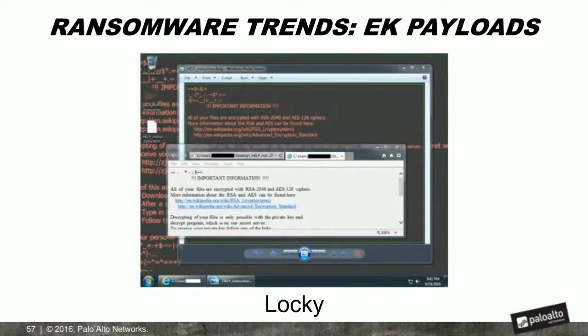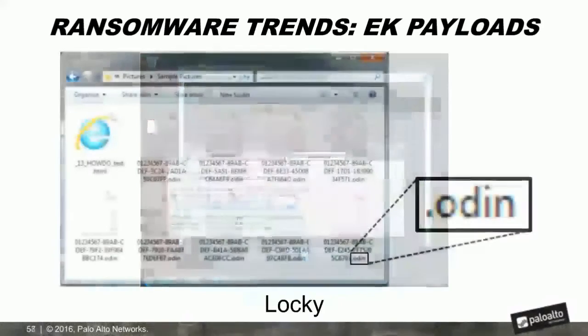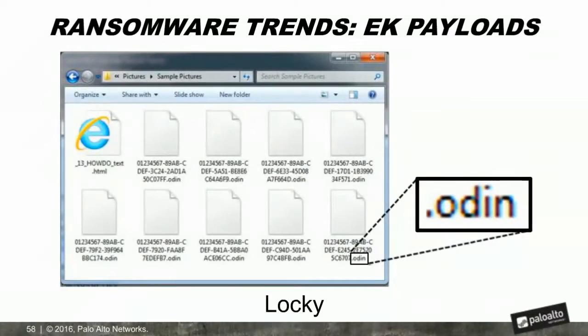If we look at the typical exploit kit payloads that I see on a near daily basis, the first one is Lockheed. Lockheed is a family of ransomware that has been around for at least one or two years now, and it's gone through a few revisions. If you were infected by Lockheed through an exploit kit, you would find that your files have all been renamed to a string of characters, and then the file extension would be .odin. What you see right there is an example of the sample pictures of an infected host. So nowhere in those file names is the name of the original file.